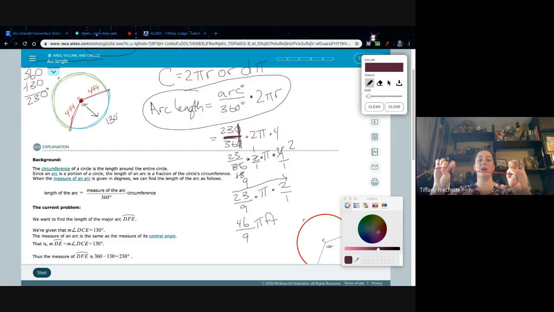And when we're doing arc length, what we're doing is we're saying instead of the whole thing, I don't want the whole thing, I only want this piece of it. So the piece that I just let go of on that side, I don't care about that piece. I only want this one.